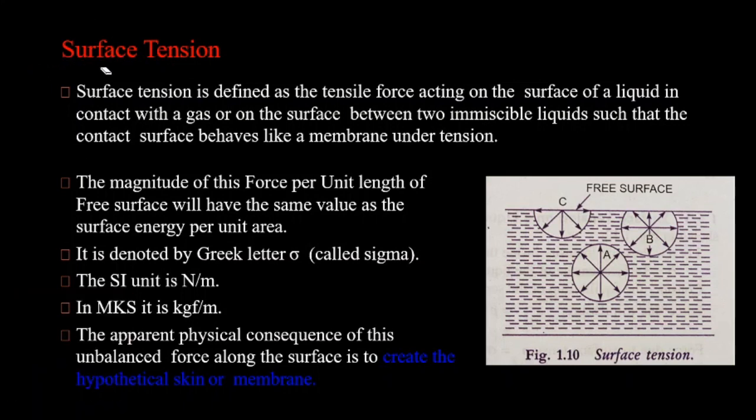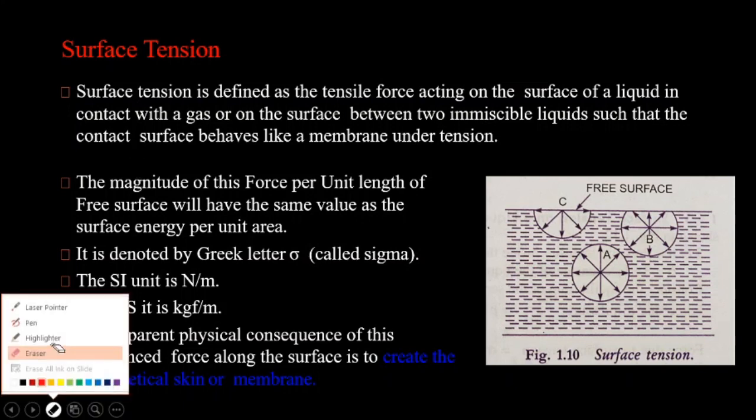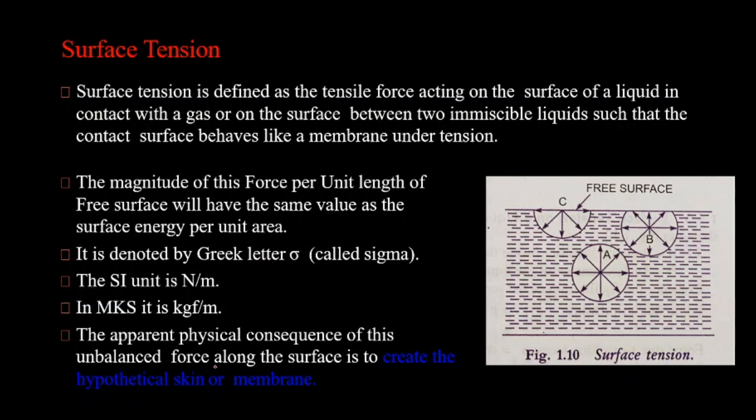So surface tension is defined as the tensile force acting on the surface of a liquid. It is what? It is a tensile force acting on the surface of a liquid in contact with a gas or on the surface of two immiscible liquids.